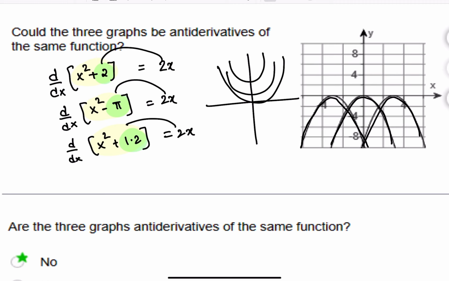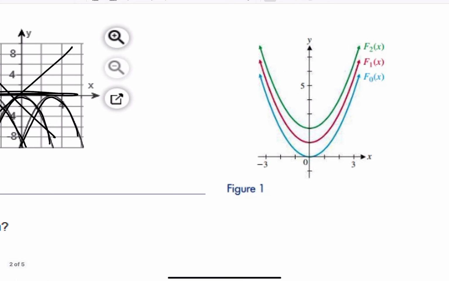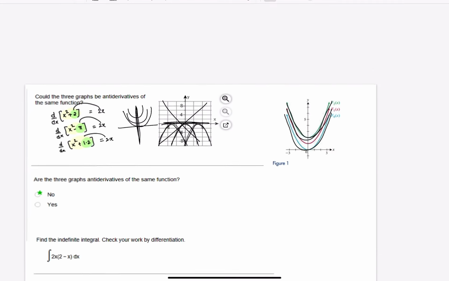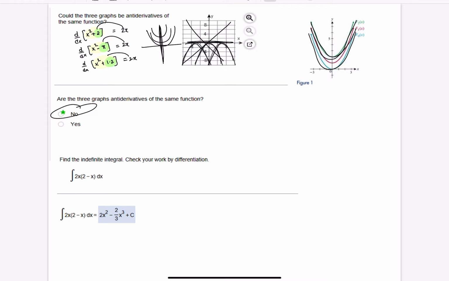So technically what I'm doing is I'm shifting my graph vertically, not horizontally. So these cannot be my derivatives. My antiderivatives are something like this, right? Vertical translation. Okay, so the answer is no.